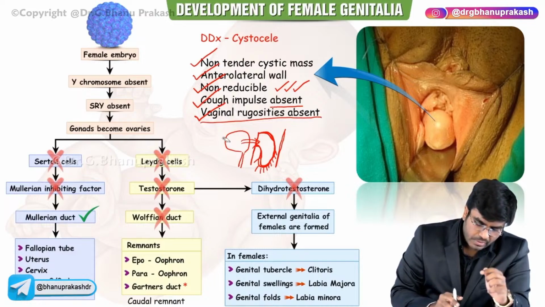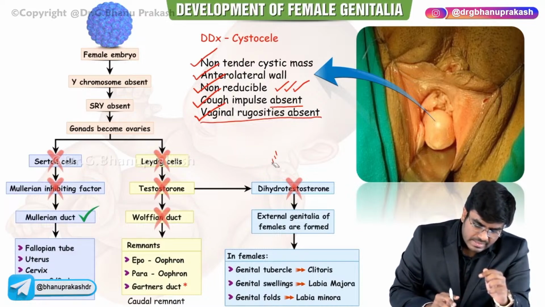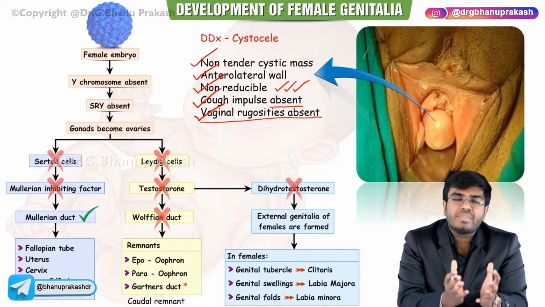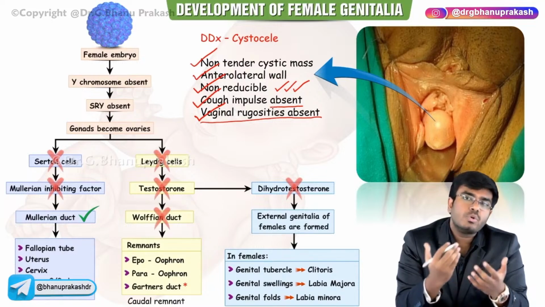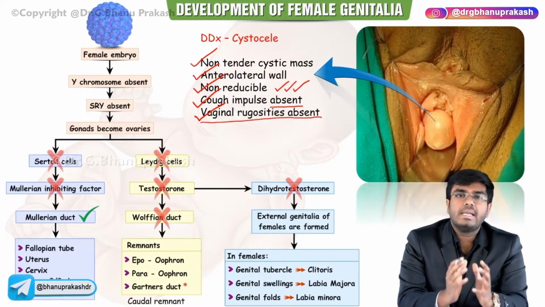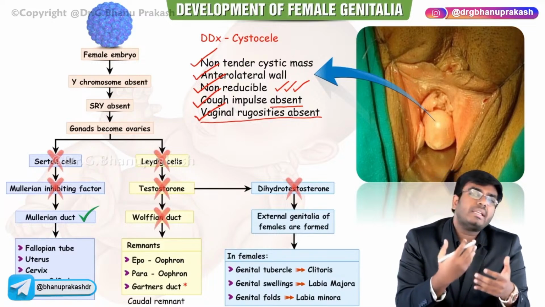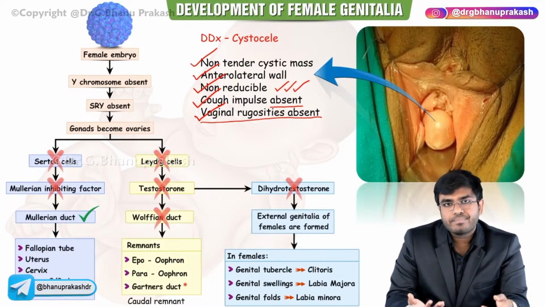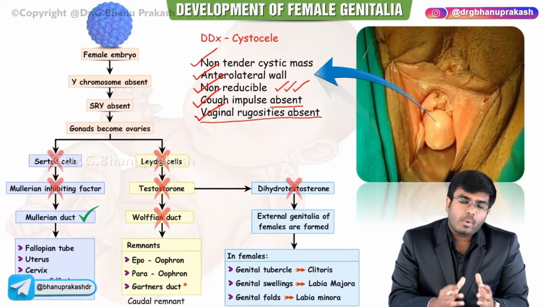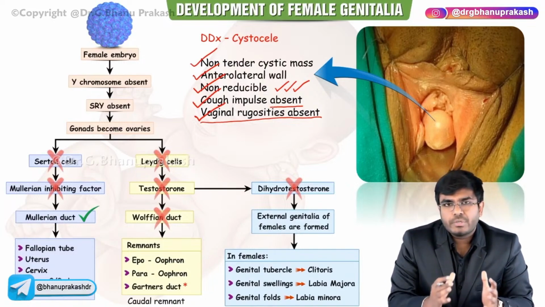Important MCQ. If they say there is a mass in the anterior vaginal wall with the rugosities present, then most likely it is the cystocele. If the vaginal rugosities are absent, you have to think of a Gartner's duct cyst, and you can treat it by simple excision. Now, after seeing this, let's see a few more important points, because here and there they will be asking you these MCQs.